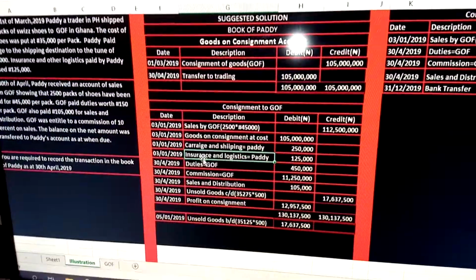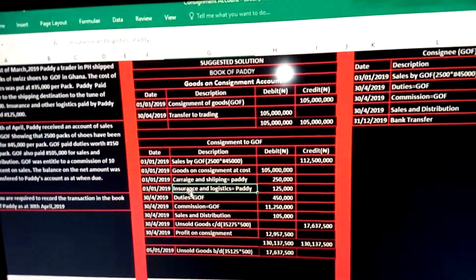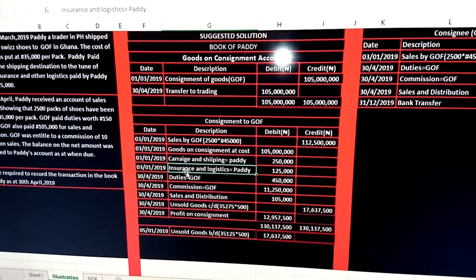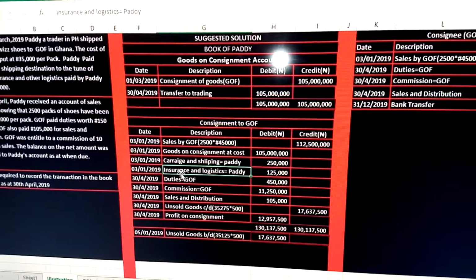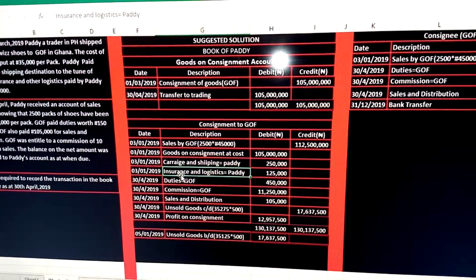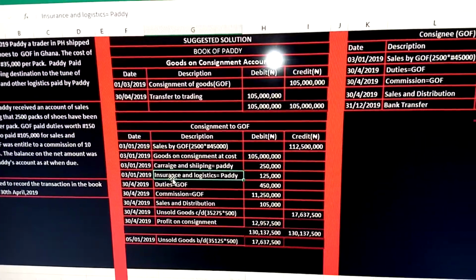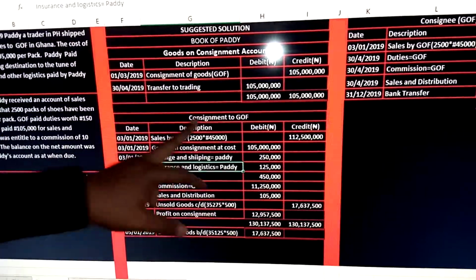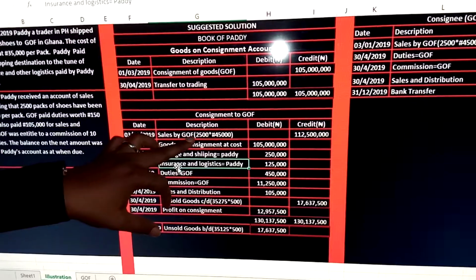Now we have consignment to GOF. I already explained that the consignment to the consignee shows what is expected to be the profit on the consignment. So we compare the sales made by the consignee against the costs on the consignment. We have consignment to GOF, and we have sales by GOF.